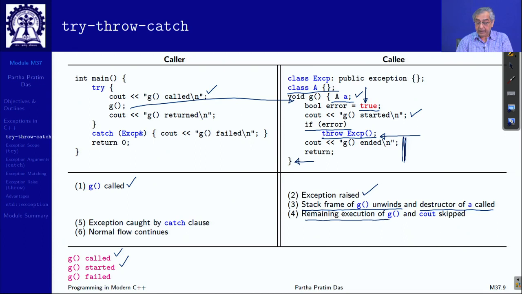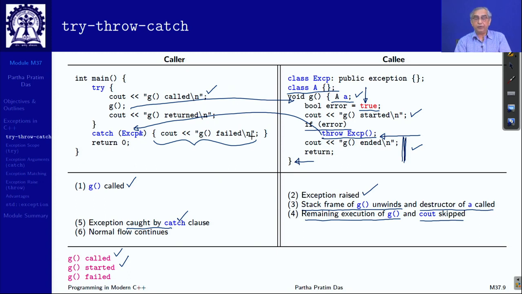Naturally, after that, remaining execution of G and the cout, these are skipped, and the control comes to the catch block. As it says, it's as if a ball has been thrown, and as the fielder does, we are catching that ball, we are catching that exception object thrown, and it is caught by the catch clause. Catch clause does whatever handling is required.